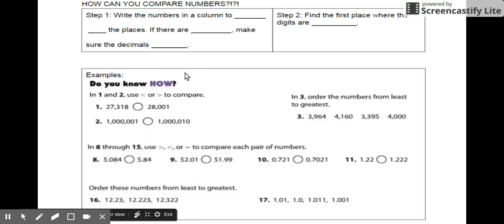Starting up here, step 1, the first step is write the numbers in a column to line up the places. So in that blank, you put line up. If there are decimals, you need to make sure that the decimals align. Step 2 is find the first place where the digits are different.